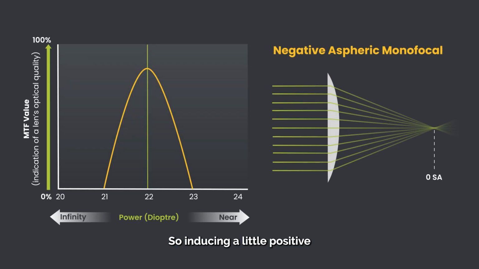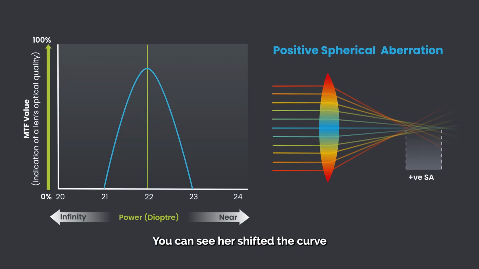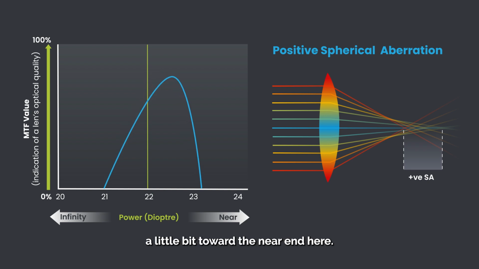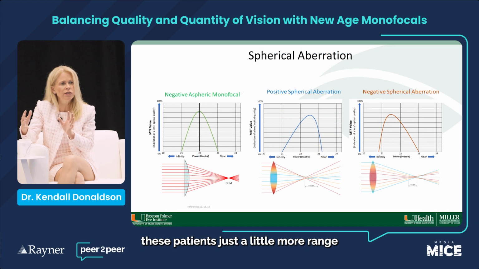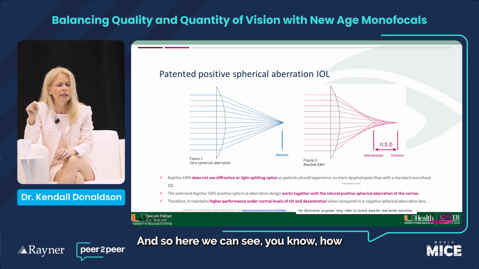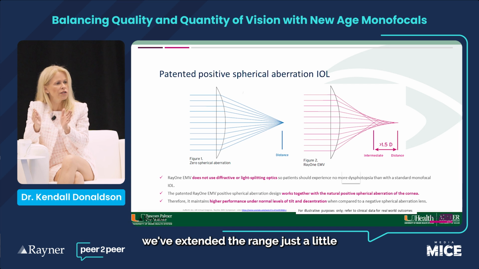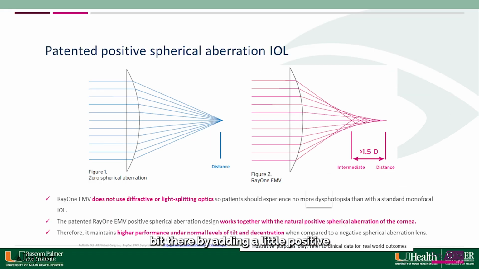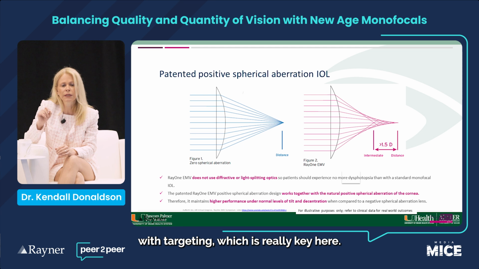By inducing a little positive spherical aberration, you can see here it shifted the curve a little bit toward the near end. So this is really ideal in giving these patients just a little more range of vision in that near direction. And so here we can see how we've extended the range just a little bit. By adding a little positive spherical aberration, we can gain up to an extra diopter and a half in many patients. And I'll show you how to achieve that with targeting, which is really key here.